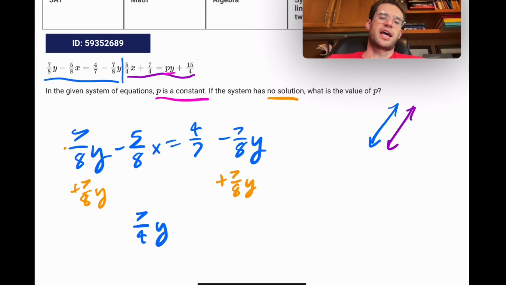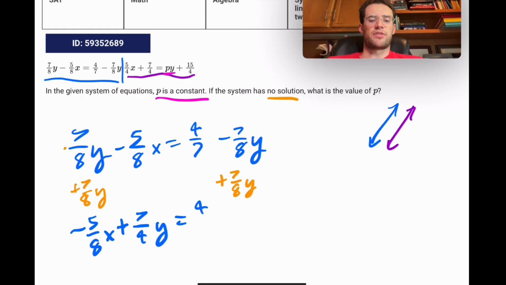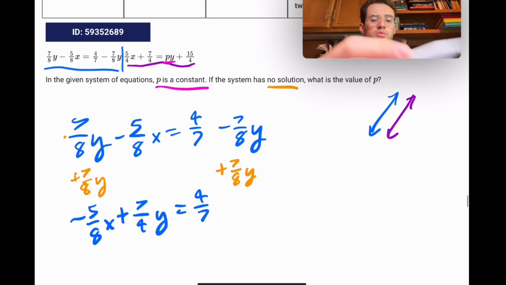And I'm going to just move that x term up front, so it lines up better with the other equation. All right, so we get negative 5/8x plus 7/4 y equals 4/7, right? So that's the first equation, just rewritten.